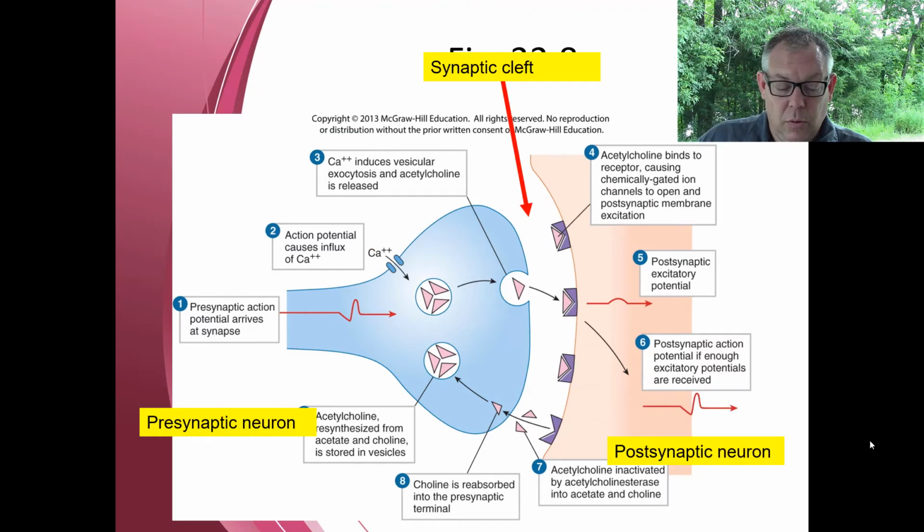So the neuron that's bringing in the signal, that's called the presynaptic neuron, before the synapse. The opening between the two neurons is called the synaptic cleft. And then the neuron that's receiving the signal is called the postsynaptic neuron. So if you study these terms, they make sense.